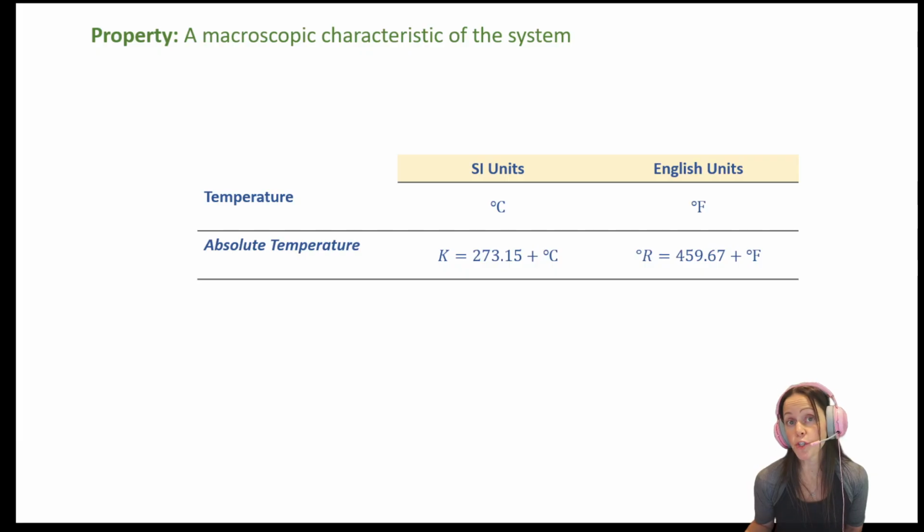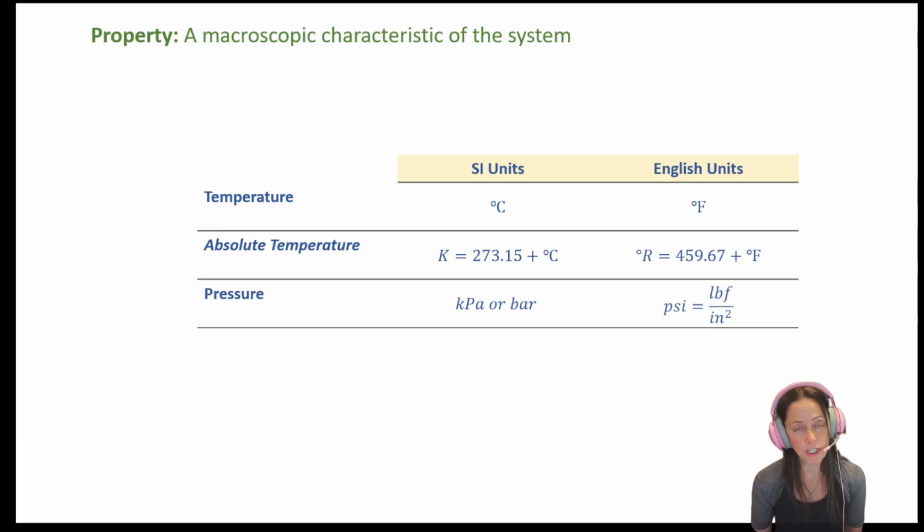In English units, you would use degrees Rankine. So the conversion factor is 459.67 plus the temperature in degrees Fahrenheit. But in this class, I always round off to 460. So again, just round off to 273 and 460.